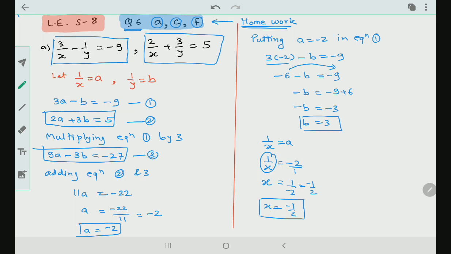Right? Then I can go for 1 upon y. What was 1 upon y? It was b. And what is my b? 1 upon y is equal to 3. Reciprocal both the sides. The reciprocal of 1 upon y is y, and the reciprocal of 3 by 1 is 1 by 3. And that's the answer.